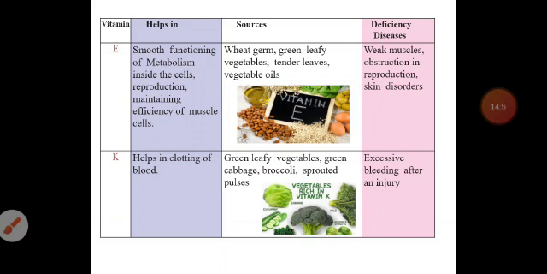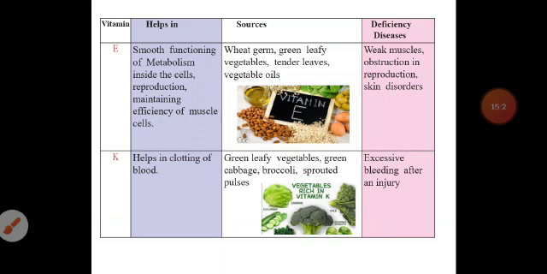Now about vitamin E. It helps for smooth functioning of metabolism inside the cells, reproduction, maintaining efficiency of muscle cells. Its sources are wheat germ, green leafy vegetables, tender leaves, vegetable oils. Deficiency diseases caused due to lack of vitamin E are weak muscles, obstruction in reproduction, and skin disorder.